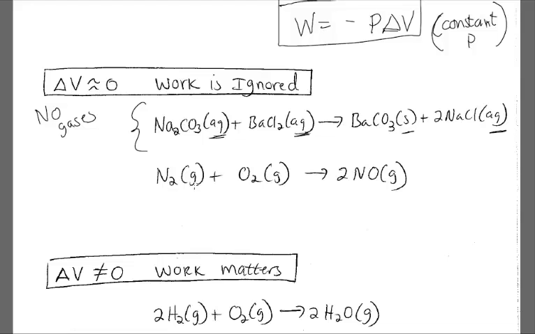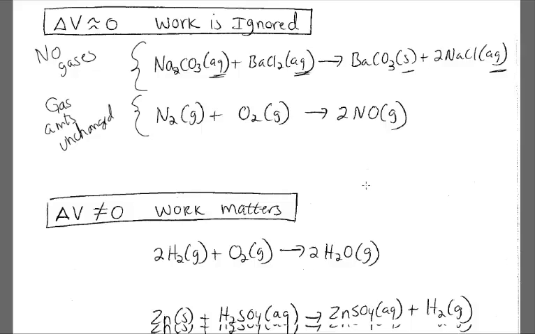The second reaction does have gases. You have nitrogen and oxygen forming NO gas, but there's 2 moles to start, 1 in nitrogen, 1 in oxygen, and you make 2 moles of gas. So the change in volume is essentially 0. You have 2 moles of gases making 2 moles of gases, so the gas amounts are unchanged when you react this. So those are 2 where the work term is insignificant.